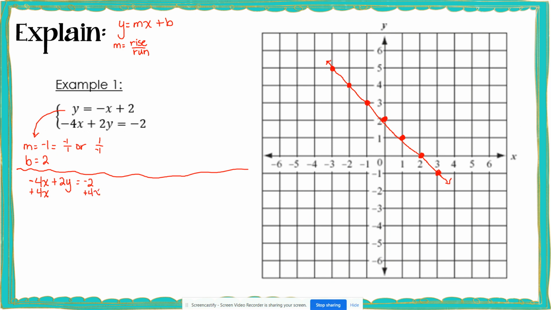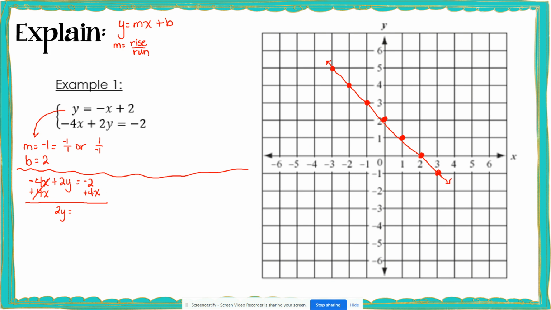So I will add 4x on both sides of this equation. Now, -4x plus 4x is 0, so those cancel, and I'm left with positive 2y, which I'll bring down. Now this says negative 2 plus 4x. I cannot put those together because they are not like terms.